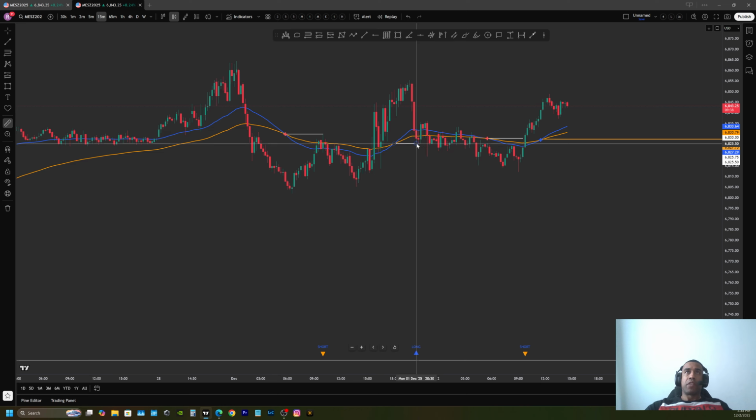This would have been a winning trade over here, right? Enter over here, 10 points on ES. This would have been a winning trade, 22 points.